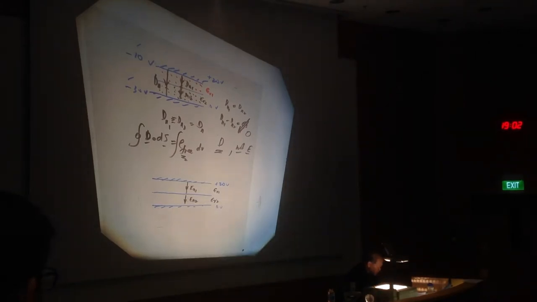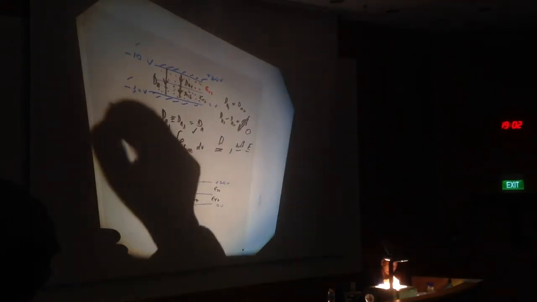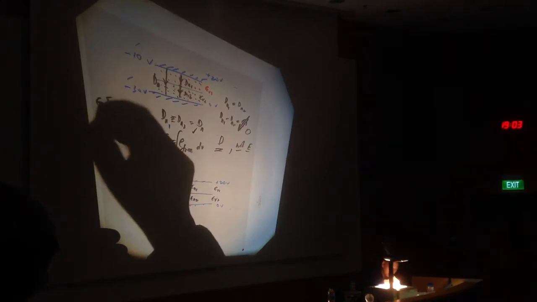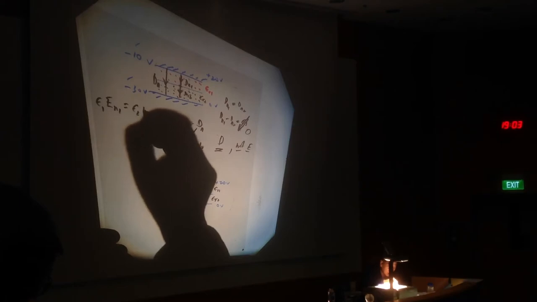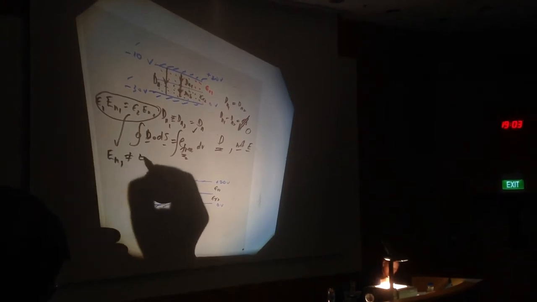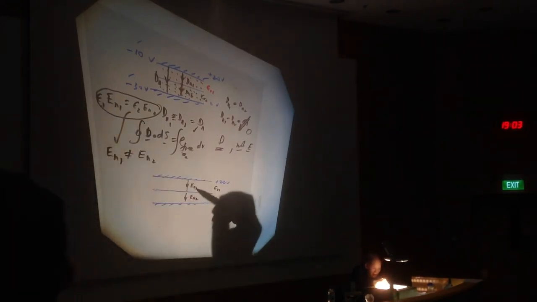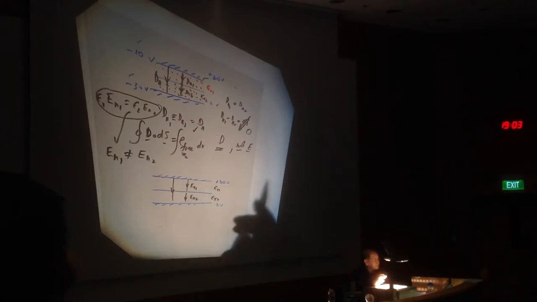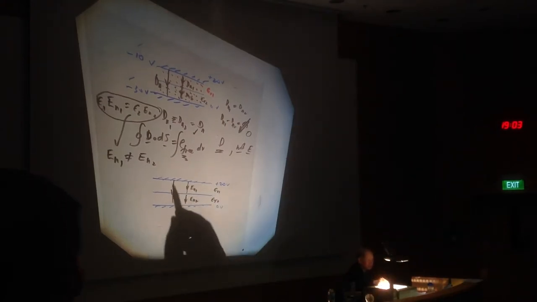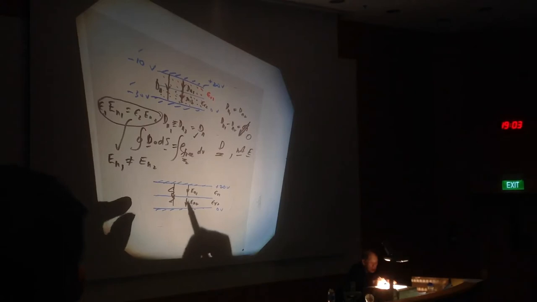Now, you have proven already that EN1 is not equal to EN2. Only DN1 equals DN2. We've seen it already, right? So DN1 equals DN2, proven already, or epsilon 1 EN1 equals epsilon 2 EN2. From here, EN1 is not equal to EN2. You agree with this? Therefore, I cannot say the whole thing is EN1. It would be completely wrong. That is why when we use Gauss's law, we never use E, we use D.